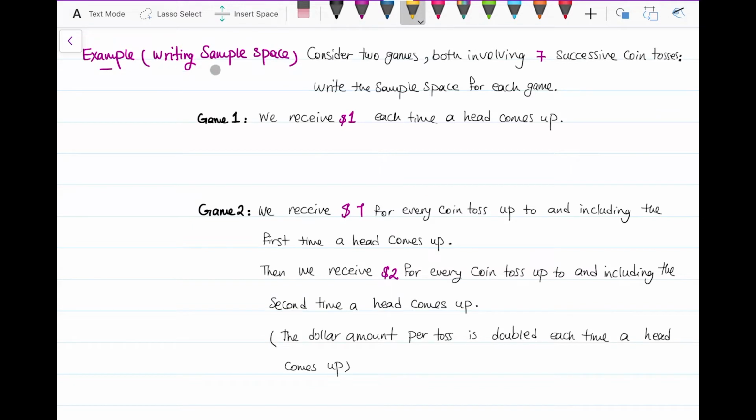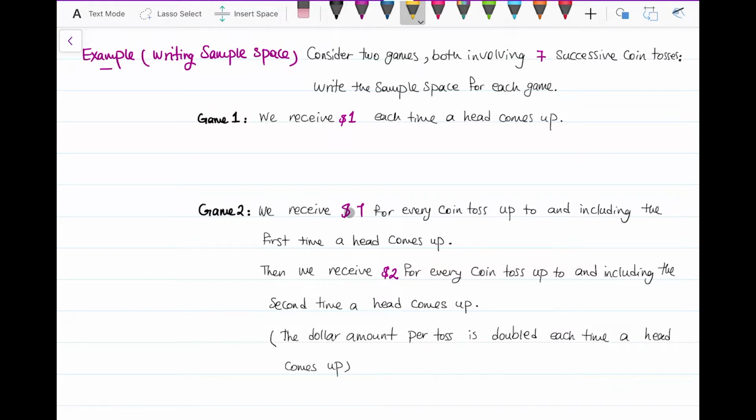I would like to solve this example that talks about writing the sample space for different experiments. Consider two games, both involving 7 successive coin tosses. Write the sample space for each game. Game 1. We receive $1 each time a head comes up.